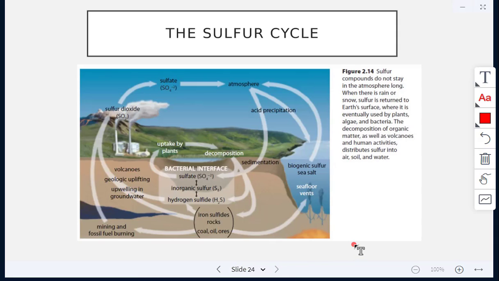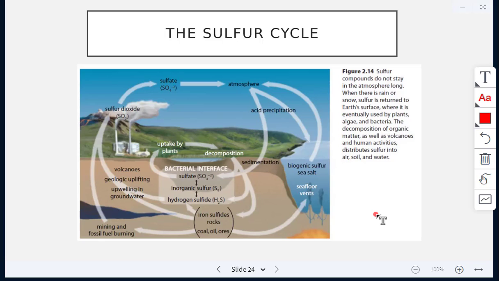All right, so here is the sulfur cycle. So again, notice here on the left, we have the burning of fossil fuels, any volcanic activity, mining and fossil fuel burning. There's an increase of sulfates or sulfur dioxide in the atmosphere, which can lead to sulfurous acid and sulfuric acid, which contributes to acid precipitation.